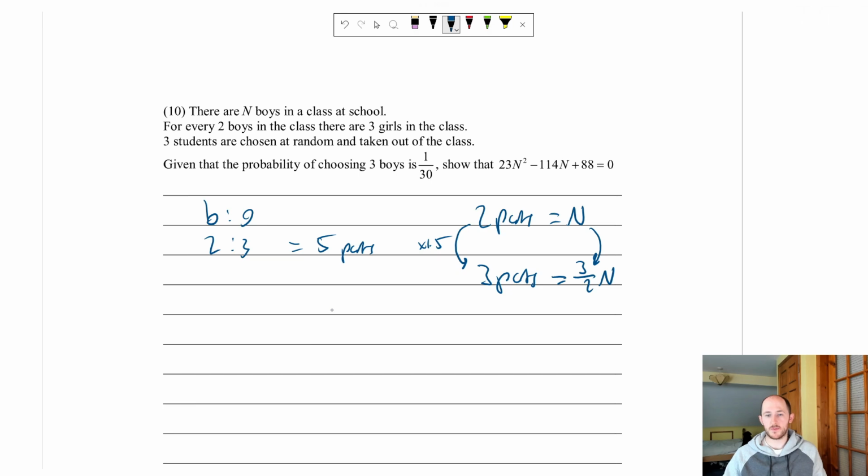So if boys is equal to n, and we need b plus g, we have boys, which is n, plus 3 over 2n, which gives me 5 over 2n. That is the total number of people.